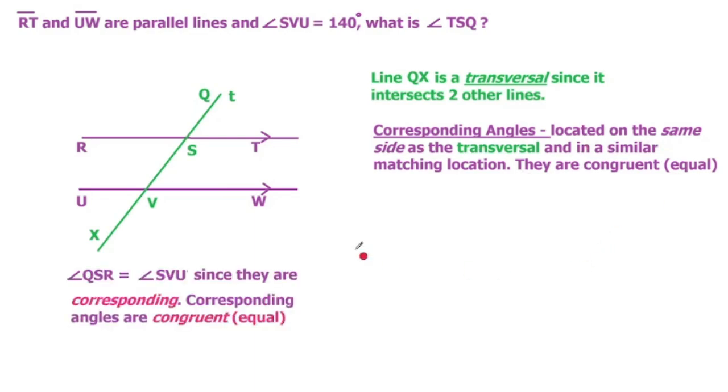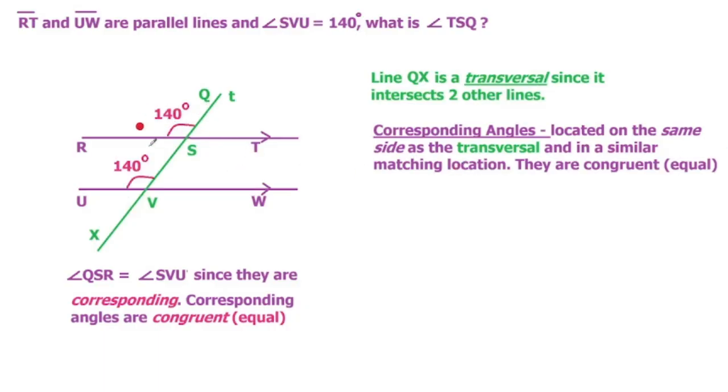Well, let's take a look at the angles that were given. Angle QSR equals angle SVU, since they are corresponding. So we are given angle SVU. It says it's 140. So what we're saying here is angle QSR is also the same because it is a corresponding angle. It's on the same side of the transversal and in a similar location.